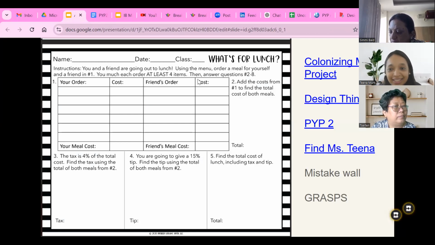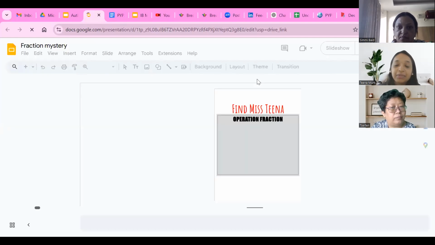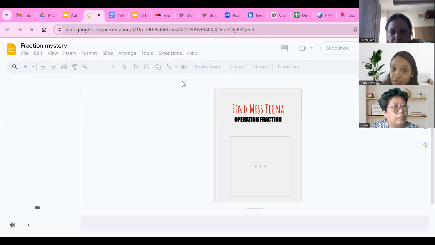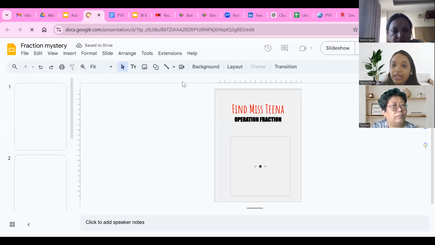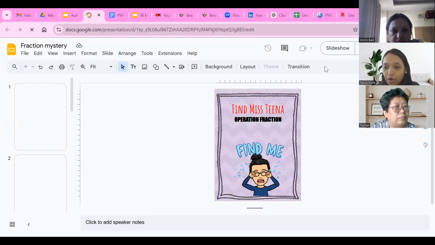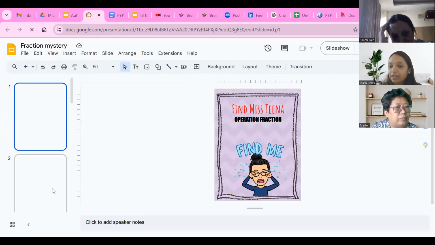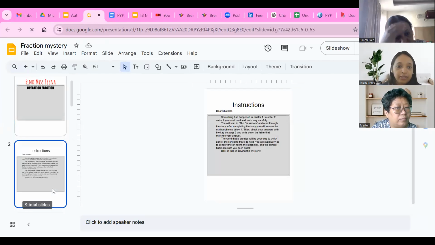Okay, another one is also a very interesting one, some math. It is a mystery. I love giving my children a lot of mysteries to solve whenever they are doing any concept. So it is finding Miss Teena. So the clues were given. So when they solve, I'll show you.